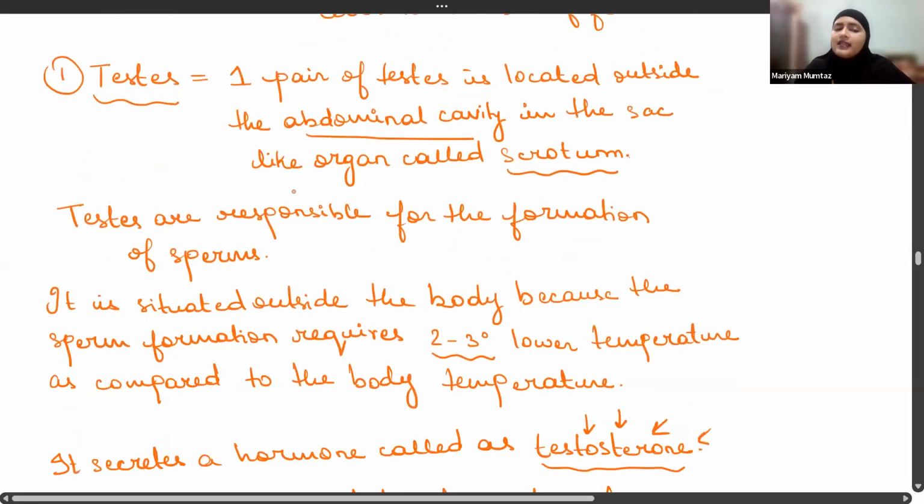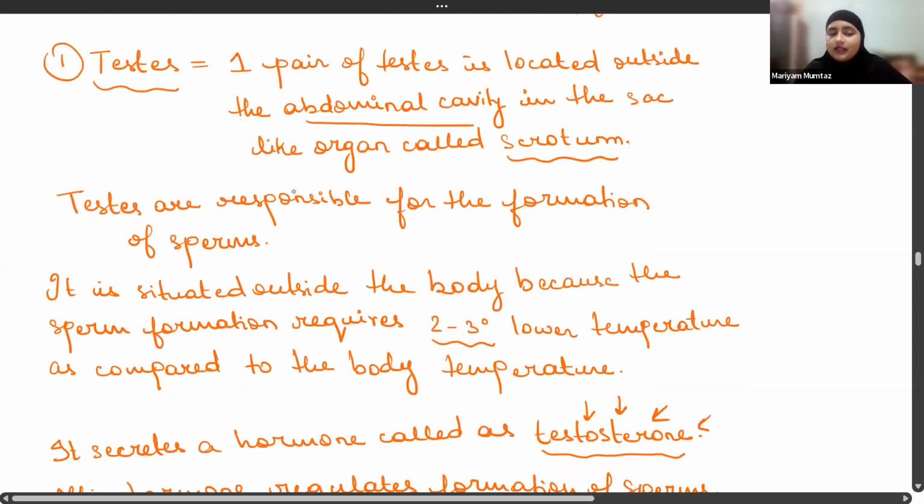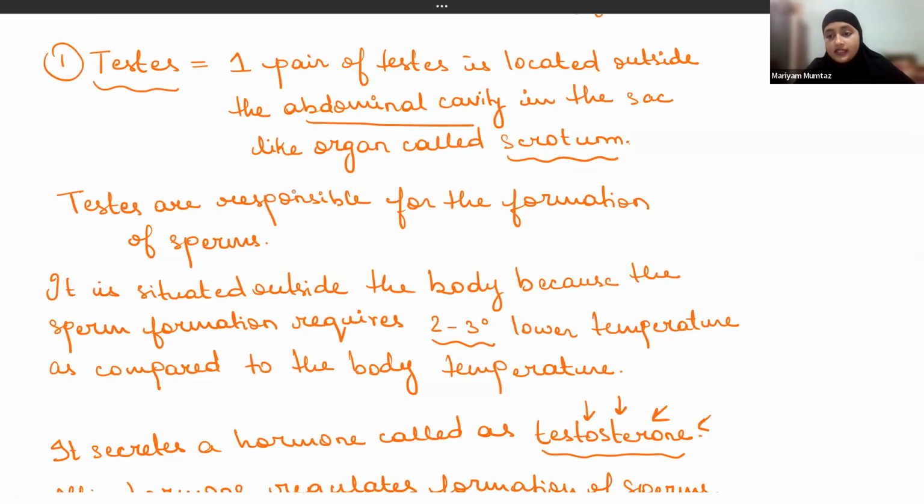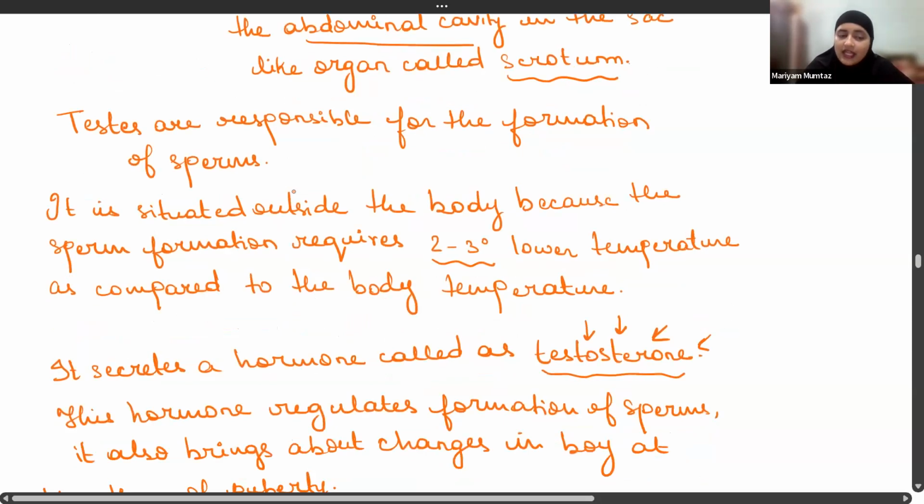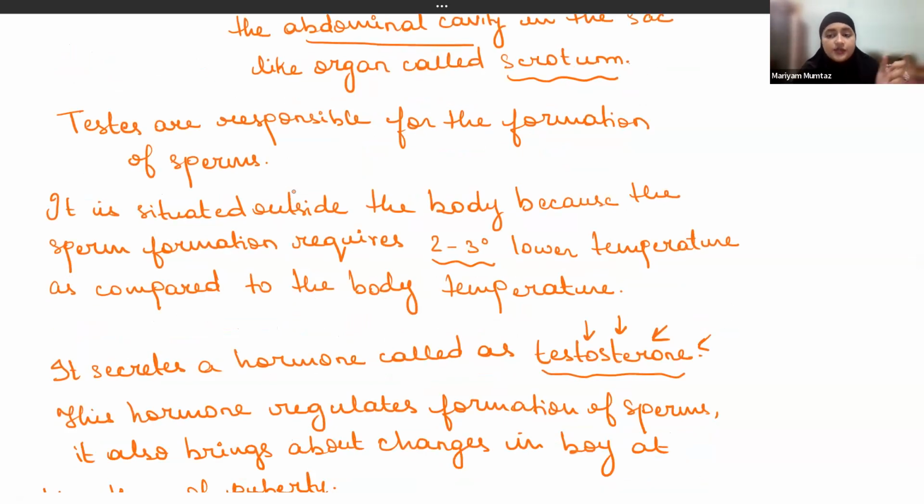Now, there has to be a reason why the testes are present outside the body, isn't it? Since all our organs are present inside the body, then what is that reason that the testes are situated outside the abdominal cavity? So it is situated there because the whole sperm formation process requires 2 to 3 degrees lower temperature than the body temperature.